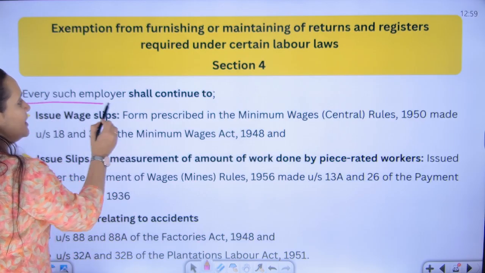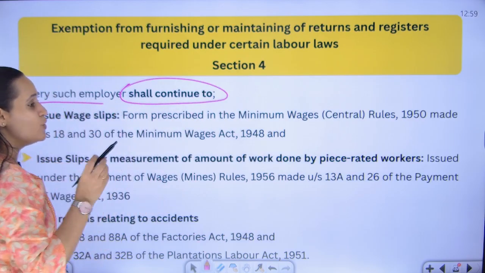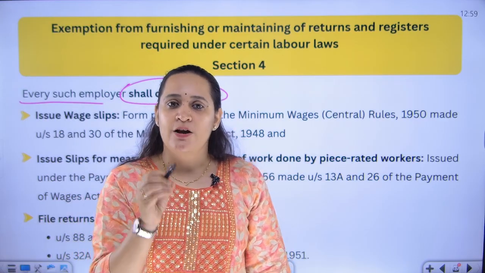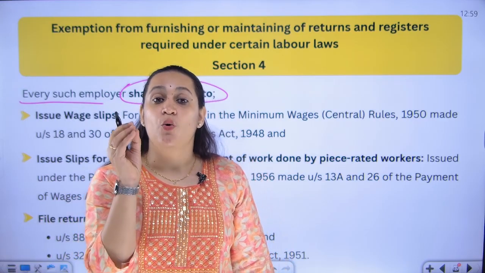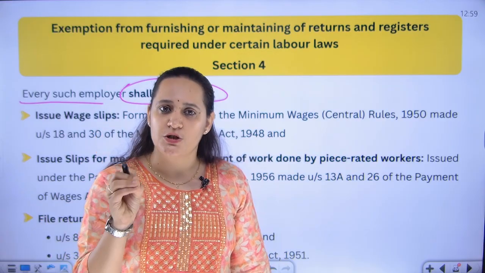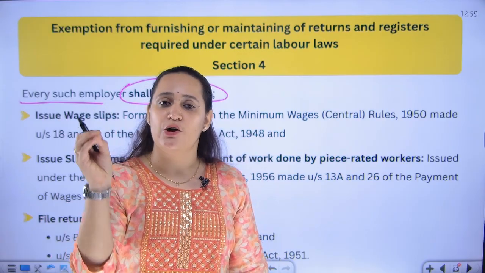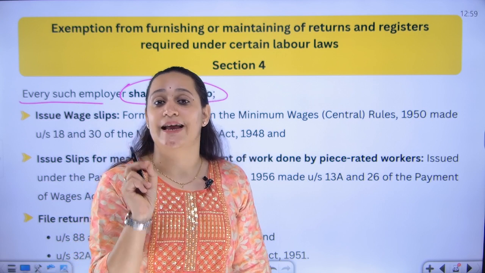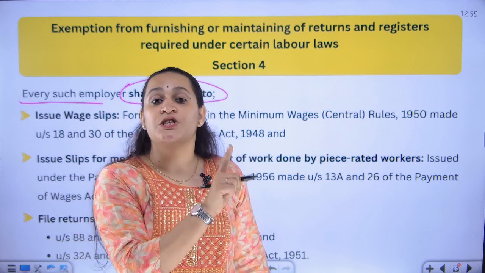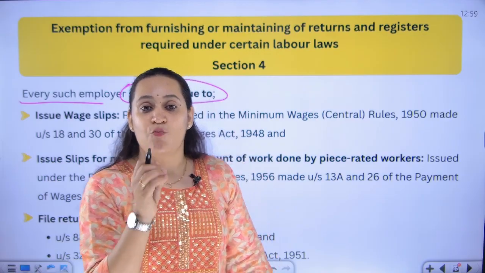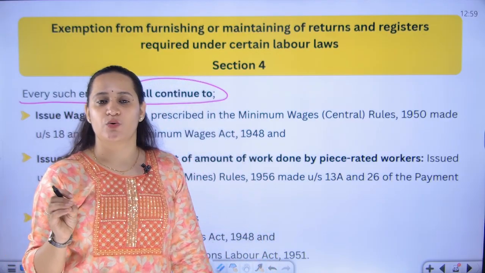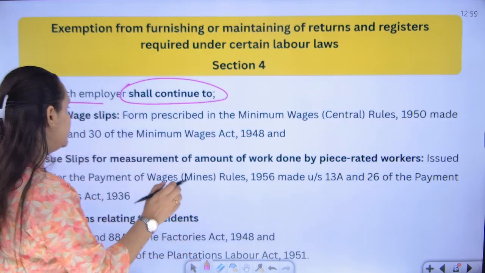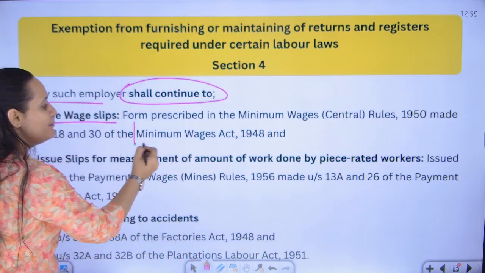Next, every such employer will still be required to comply with other provisions. Like I told you, we are going to give you exemption from only specific provisions with respect to filing of annual returns and maintenance of registers from 16 enactments, but other provisions will continue to apply. And what are those specific provisions which are going to continue to apply with respect to maintaining certain records is issuing the wage slip under Minimum Wages Act.